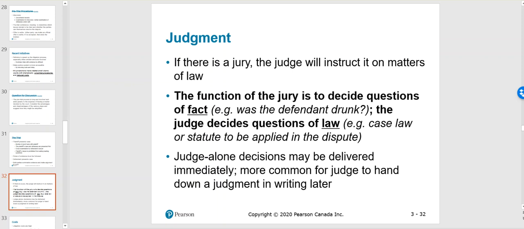But when there's a jury, the jury will decide only on the questions of fact. And we have discussed this already. So my example here is, was the defendant drunk? This is a question of fact. And the judge will decide on questions of law. For example, what is the case law that has to be applied, or what is the statute that has to be applied in this case, and how it has to be interpreted. When there's no jury, the judge will decide both. The judge will decide questions of fact and also questions of law. Okay?